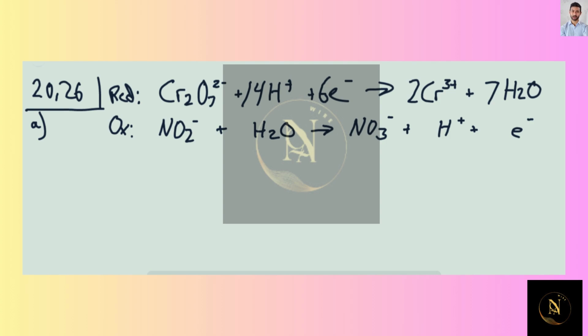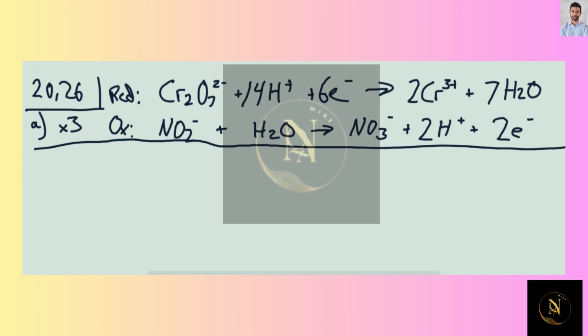So in this reaction, nitrogen is going from an oxidation number of +3 to an oxidation number of +5. So we have a transfer of 2 electrons, and we also have 2 protons. So to add these reactions up, we need to multiply the bottom reaction, the oxidation reaction, times 3. And then we can go ahead and add this up.